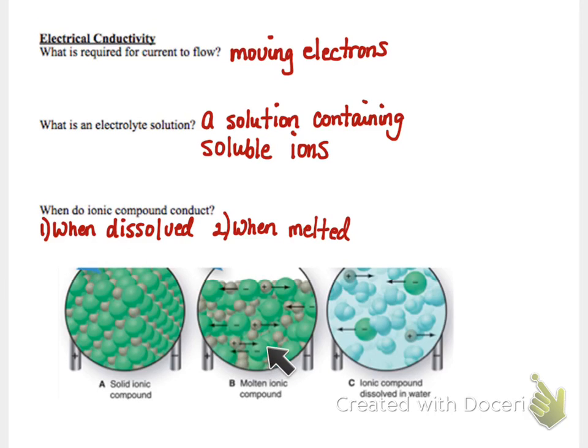Also, when they're melted, remember, it's hard to melt them, but you can melt them at really high temperatures. There's no water here, but because they're melted, the ions can move around. We call this molten salts, and these too conduct electricity. Notice the little arrows show that things are moving. So yes, melted, they can conduct.